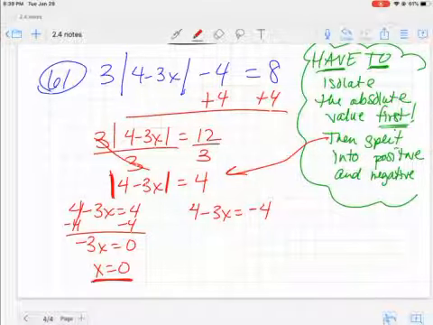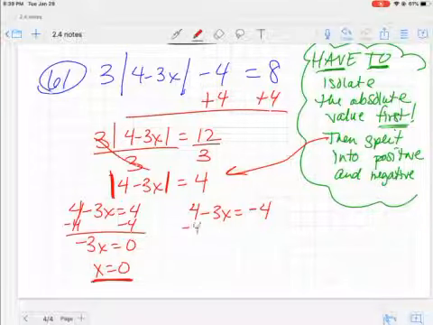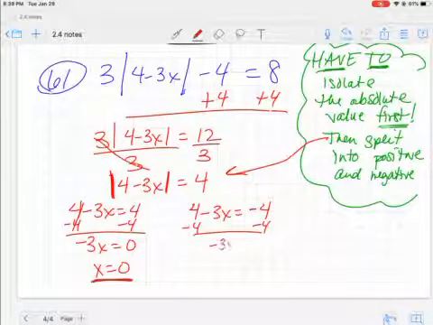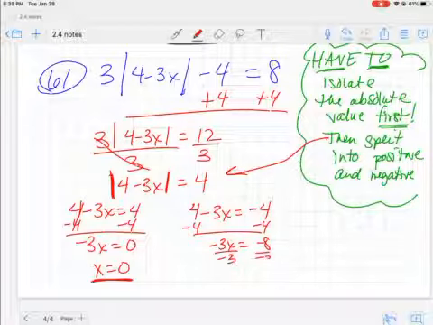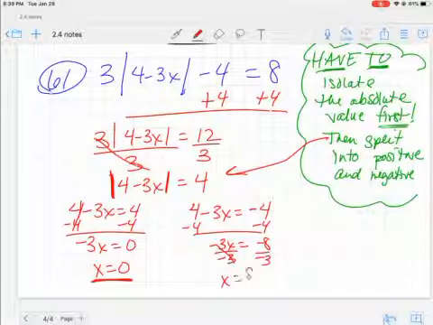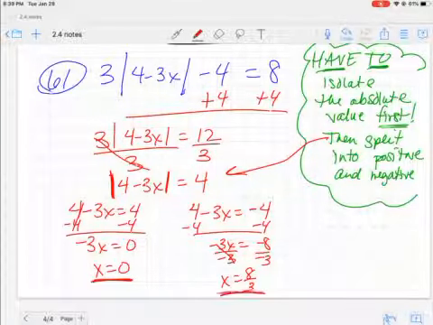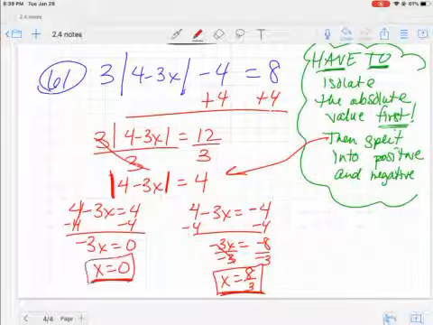0 is a legit answer. Don't get wigged out by that. 0 is a fine and good answer. Now, subtract 4 from both sides. Negative 3x is equal to a negative 8. Divide both sides by a negative 3, and x is equal to 8/3.